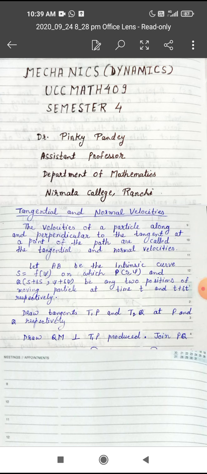In this lecture I am going to discuss tangential and normal velocities. The velocities of a particle along and perpendicular to the tangent at a point of the path are called the tangential and the normal velocities.